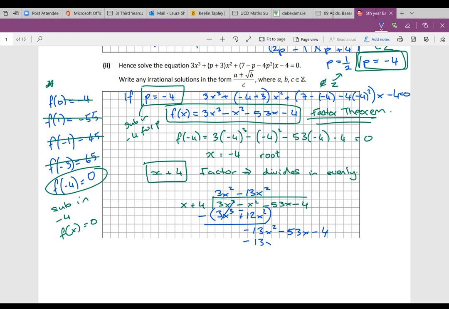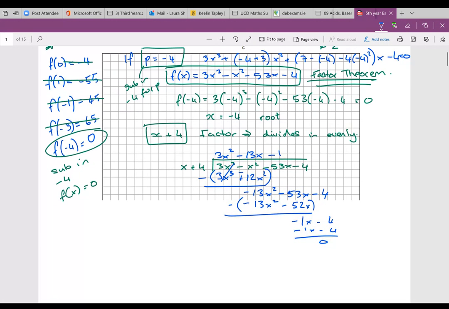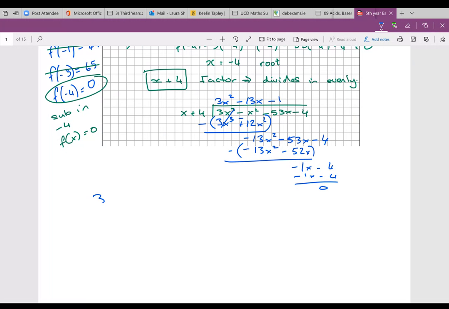Bringing up, you'll get minus 13x. Minus 52x. Subtract that, and you'll be left with minus 1x minus 4. And you'll be left with minus 1x minus 4 again. Which leaves you with 3x squared minus 13x minus 1 is also a factor.